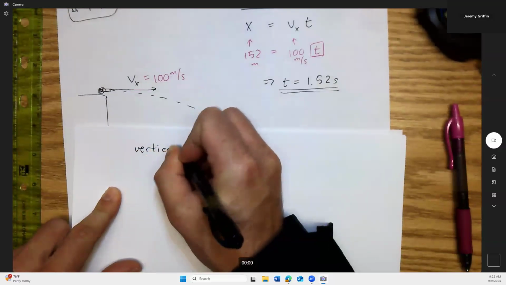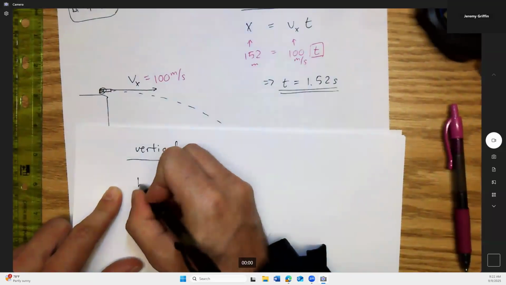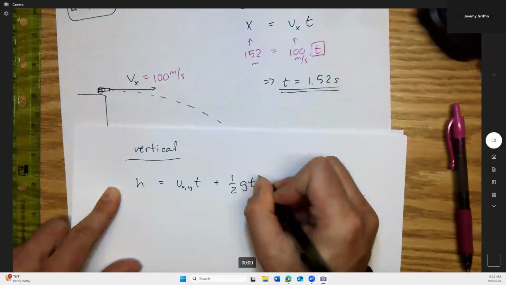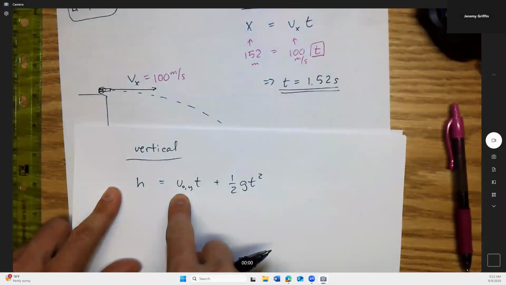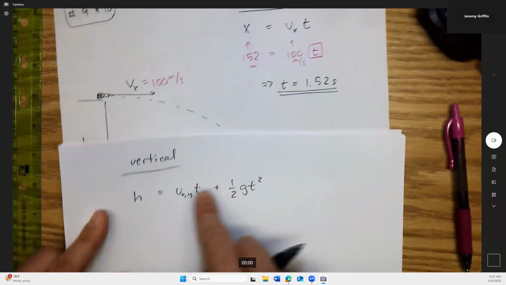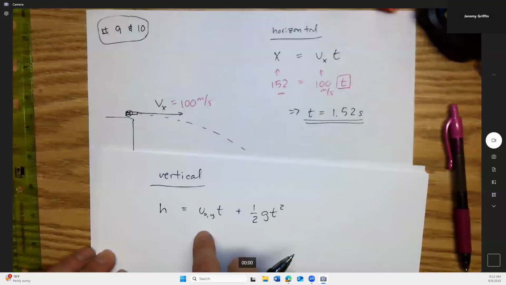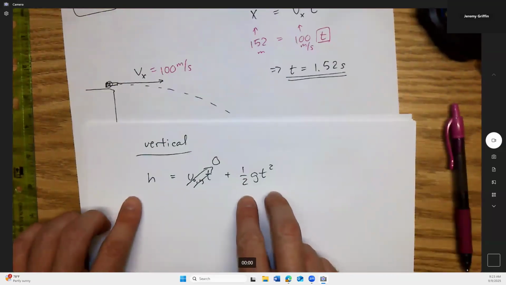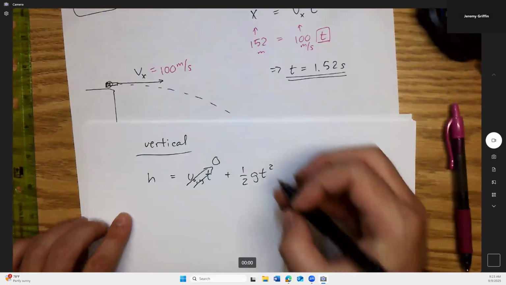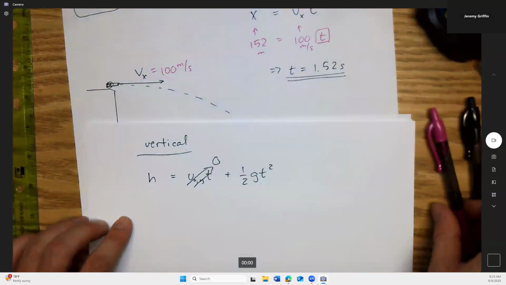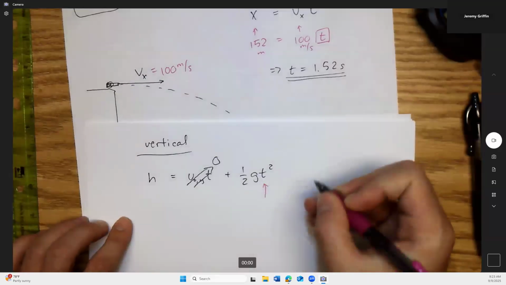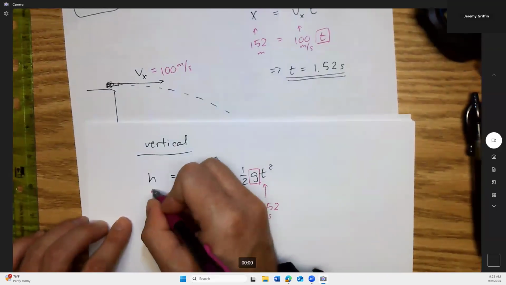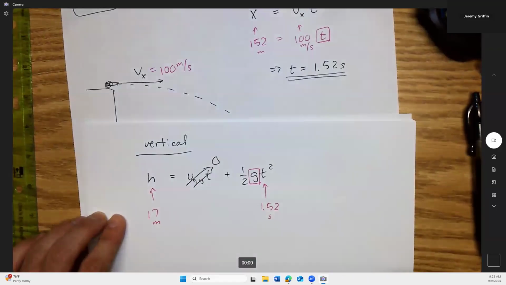So vertical. The height, we can say y or h, equals v naught y t plus 1/2 g t squared. And guys, what is v naught y again? Whether you drop the ball or you launch it horizontally, either way, v naught is 0. So h is just 1/2 g t squared. In this case, you know time, so I can plug that in, this many seconds. We're solving for g, and I know the height of the cliff, my cliff is this many meters.